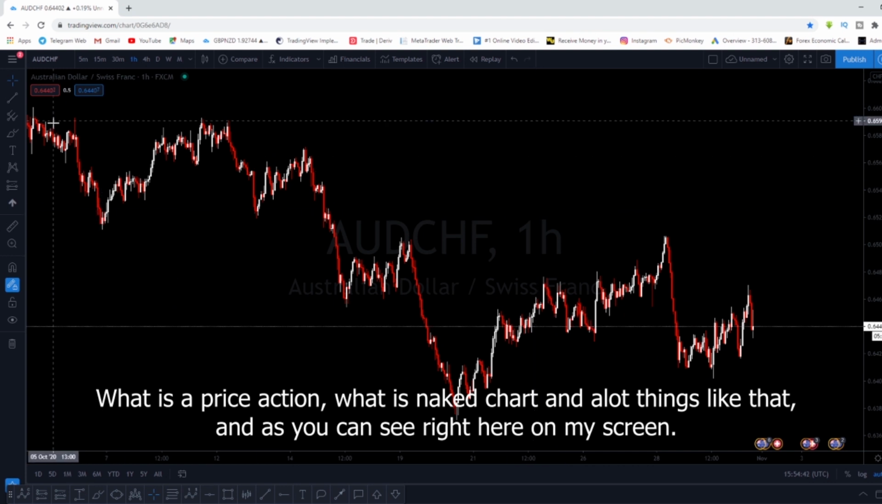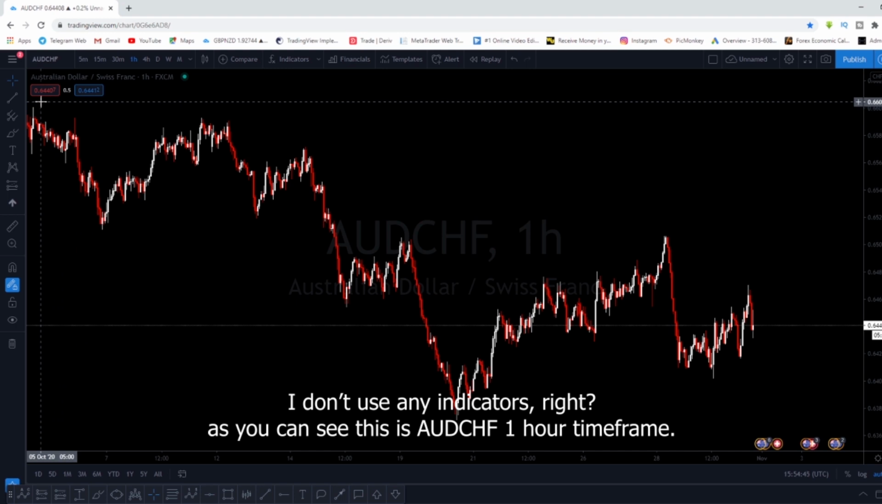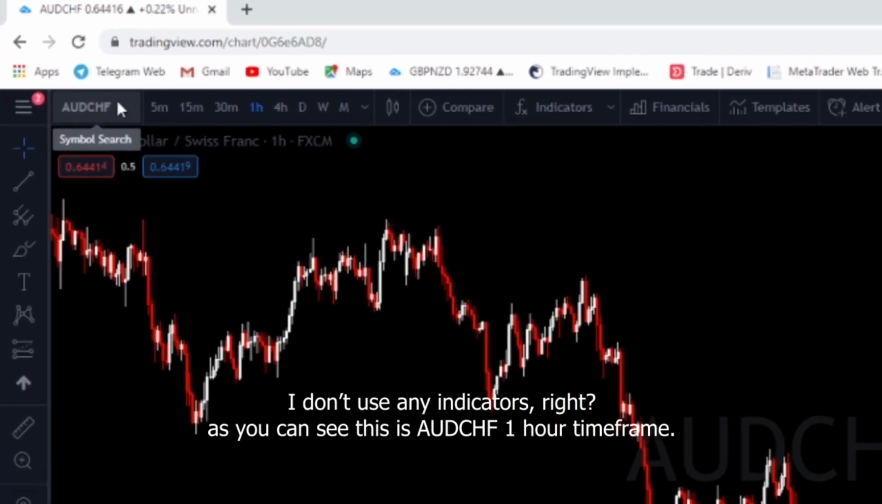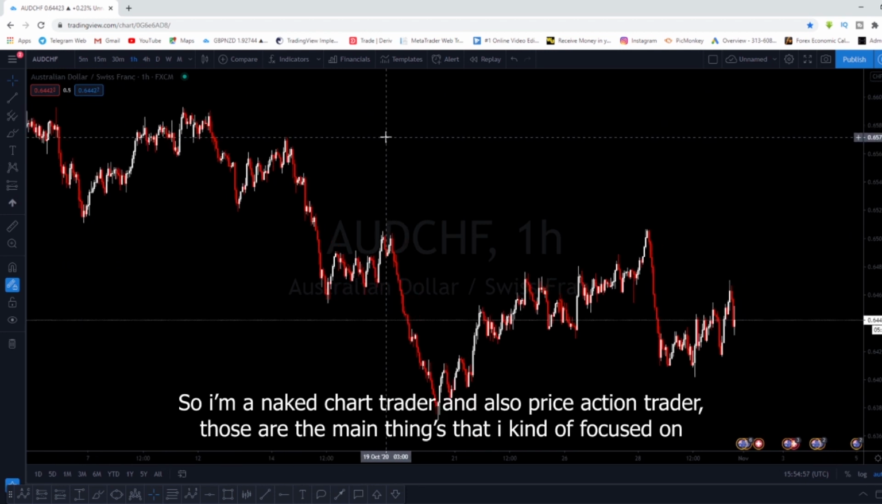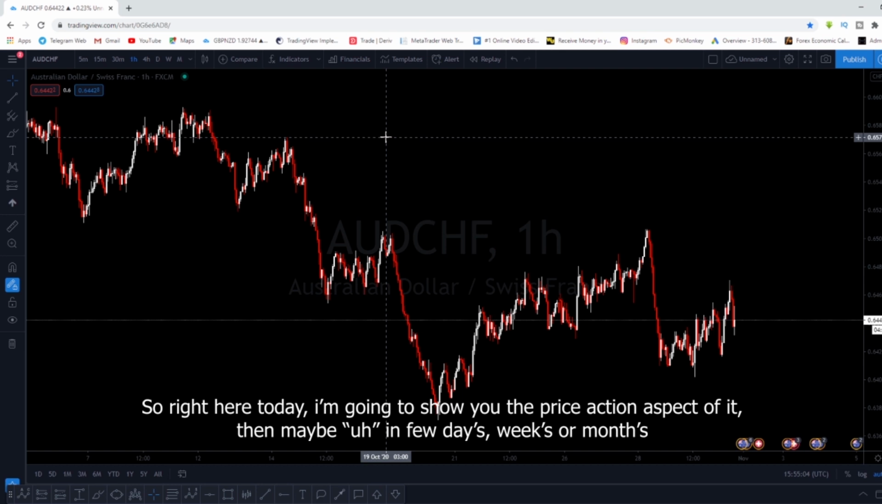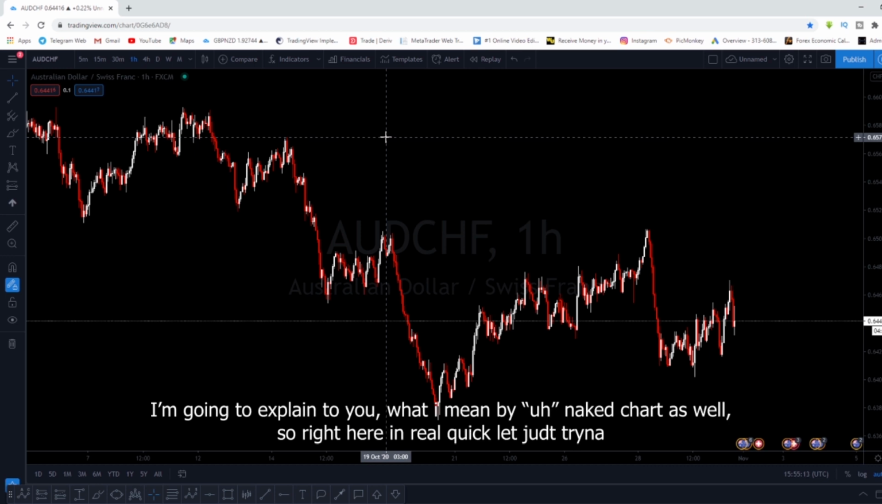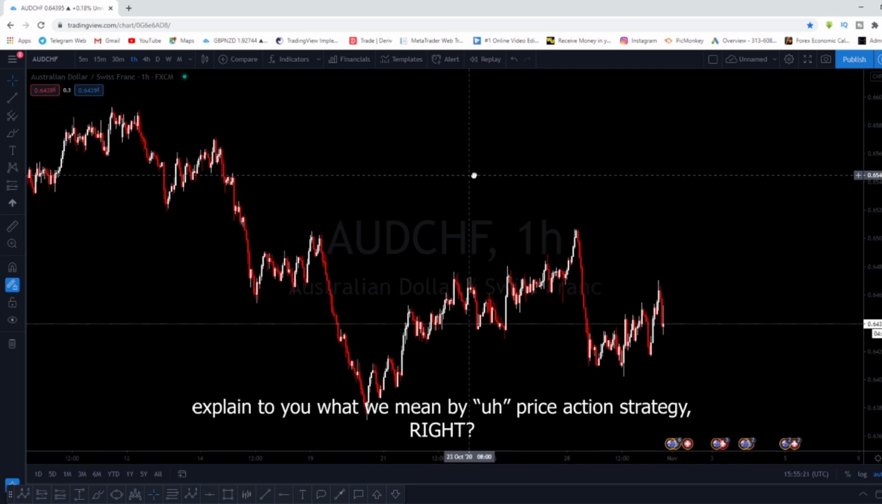As you can see on my screen, I don't use any indicators. This is AUDCHF on the 1 hour time frame. Indicators would be showing if I were using any in the forex market. So I'm a naked chart trader and also a price action trader. Those are the main things I focus on. Today I'm going to show you the price action aspect of it. Then in a few days, weeks, or months, I'm going to explain what I mean by naked chart as well.